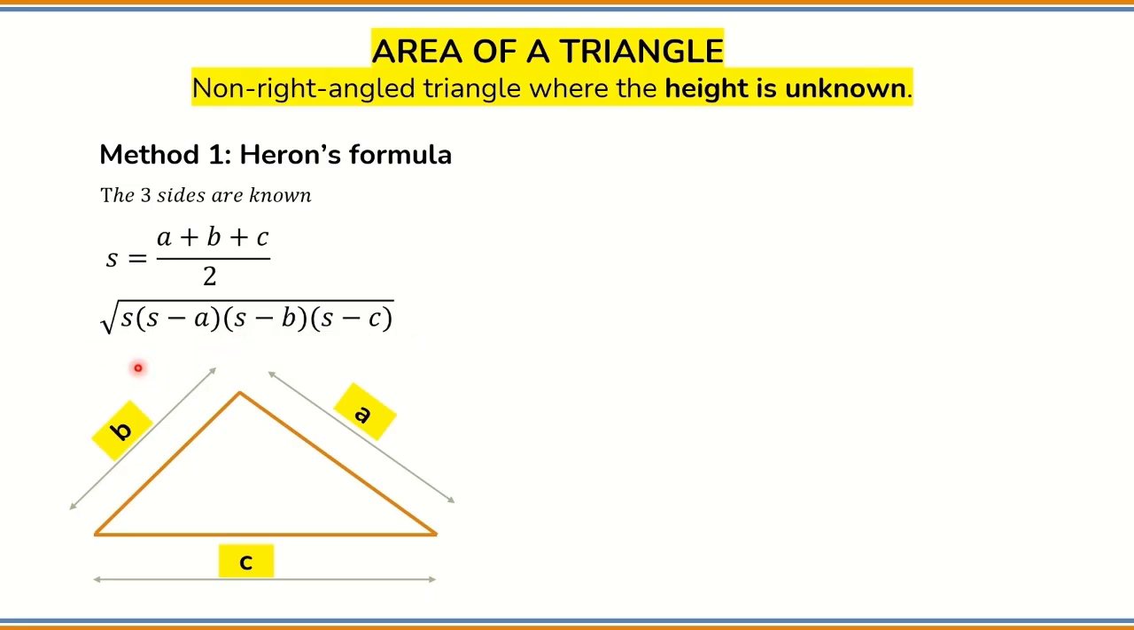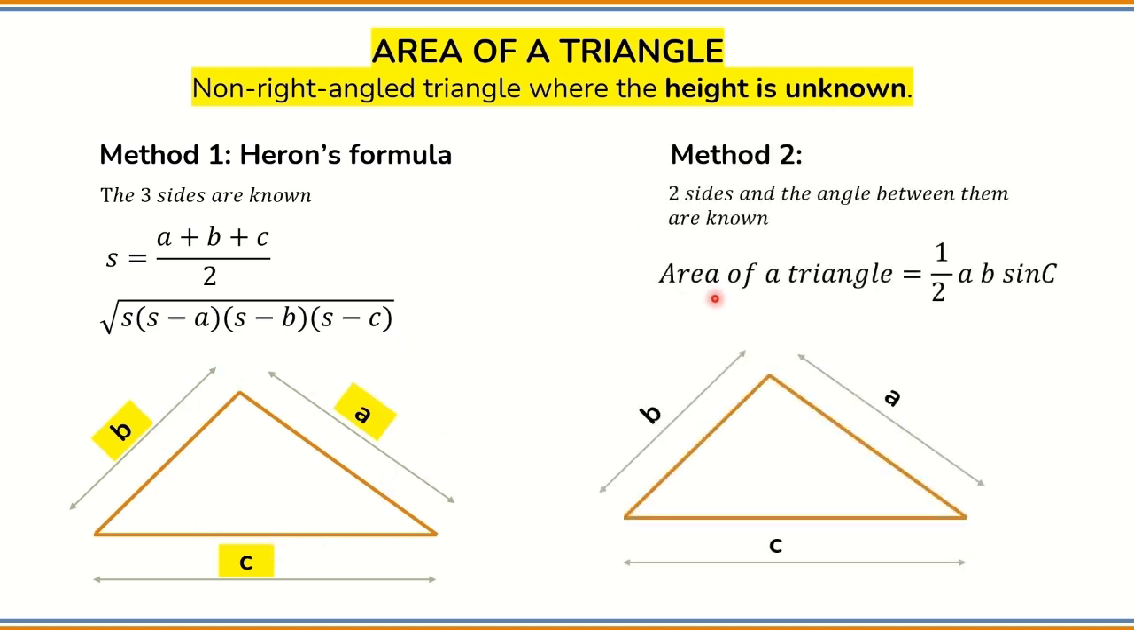We have to substitute s with the number we have calculated before, and a, b, and c with the three sides of the triangle. And this is the second method, and this is the formula. To apply it, we need to label not only the three sides of the triangle, but also the angles. We will label each angle with a capital letter, and it will be the same as the opposite side. For example, this will be capital A, this will be capital B, and this will be capital C. We can apply this formula if we know two sides and the angle between them.